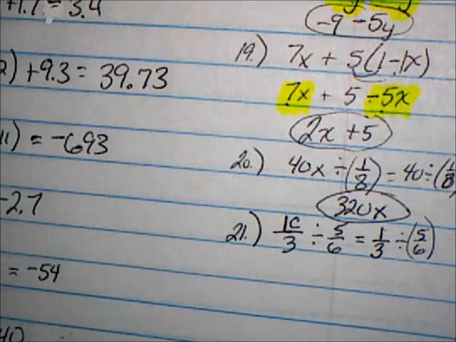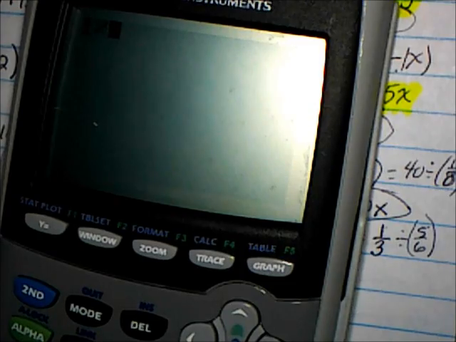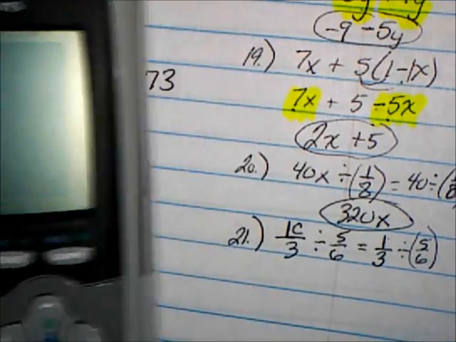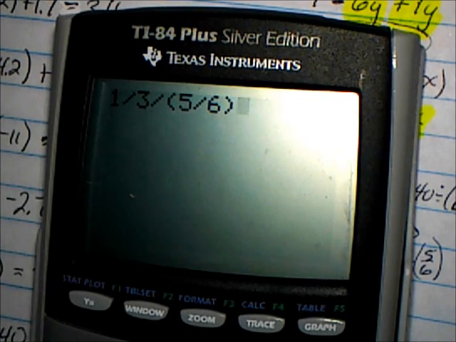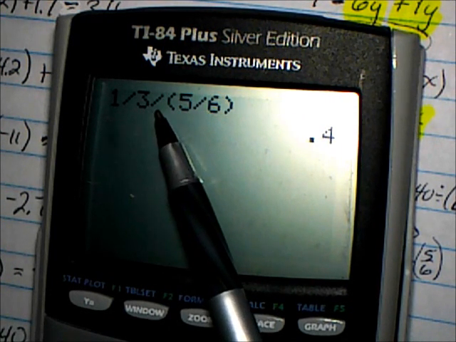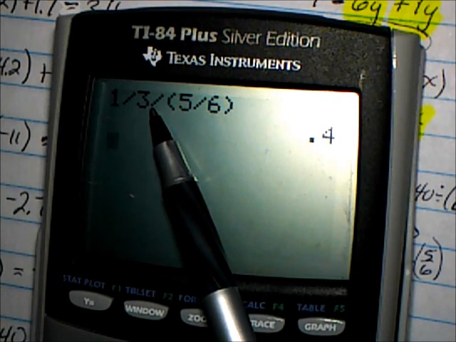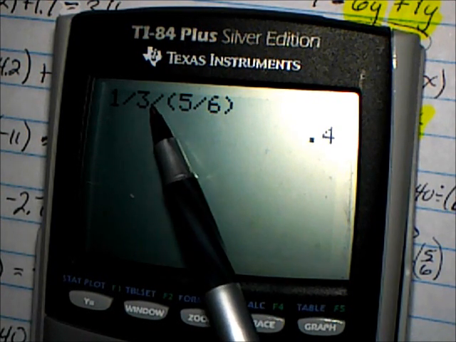What decimal did you get? 0.2775. Okay, let me clear it again. 1 divided by 3, then divided by 5 divided by 6. Did you have it look like this? Yes. I got 0.4. Y'all get 0.4? No, 0.27. Did you have a divide right there? No? Okay. Put your divide right there.